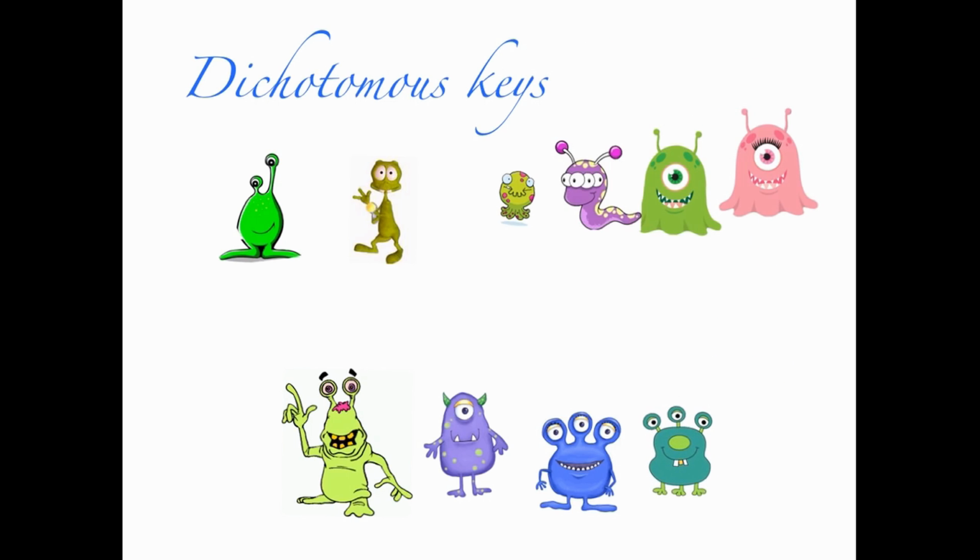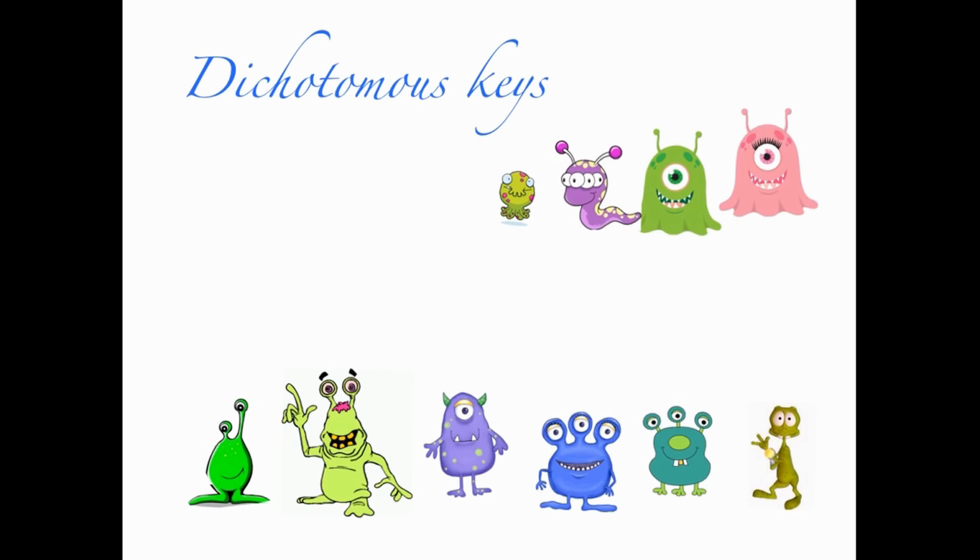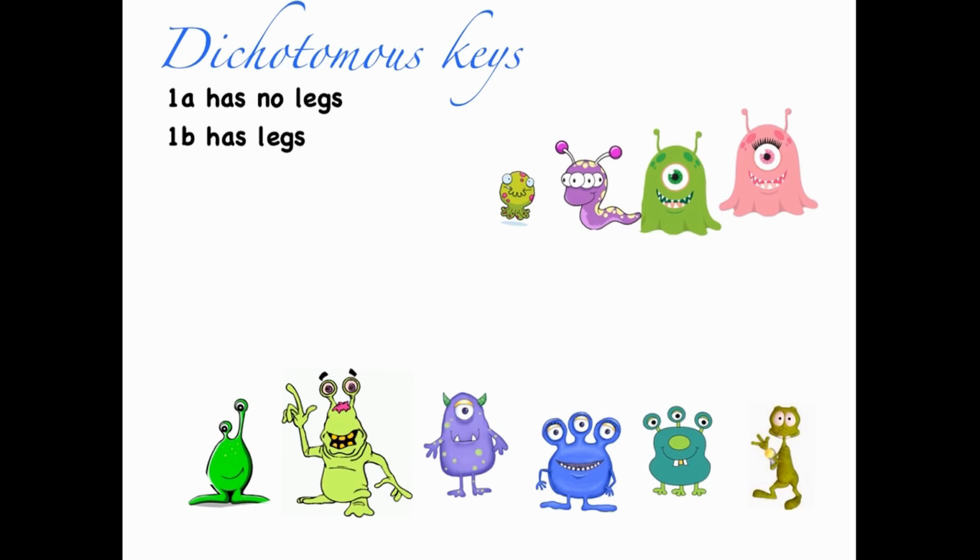and these will be my first 2 choices on my dichotomous key. So the first thing I've done is to divide those without legs from those with legs. I'm then going to direct the user of my key to another number to further divide each group. So this first group, I'll tell my user to go to number 2.